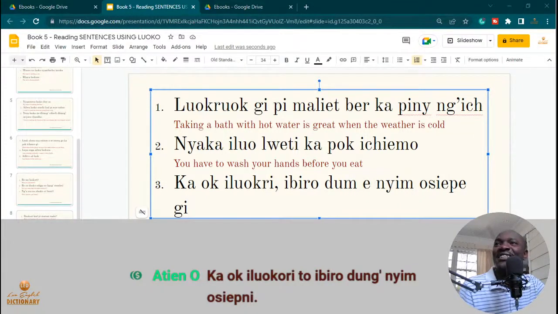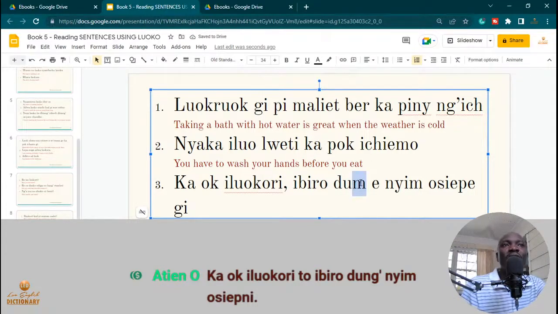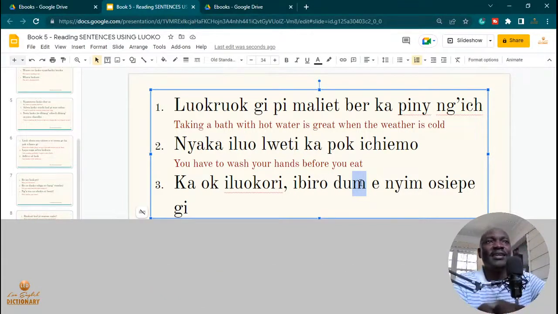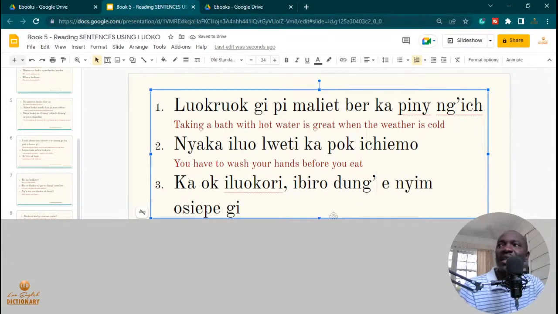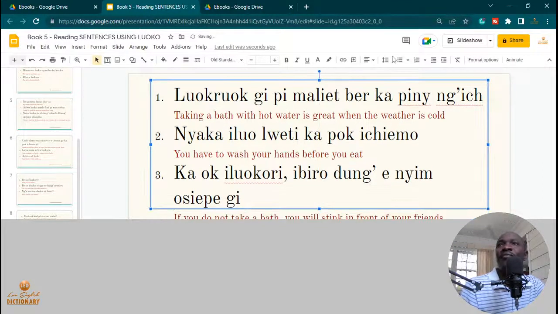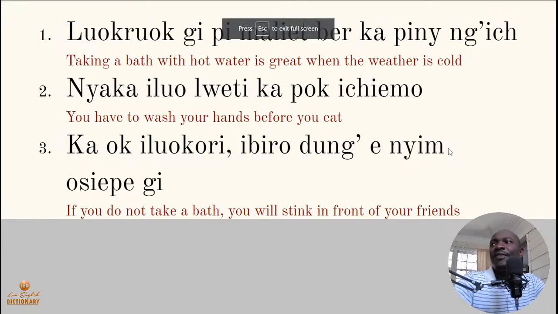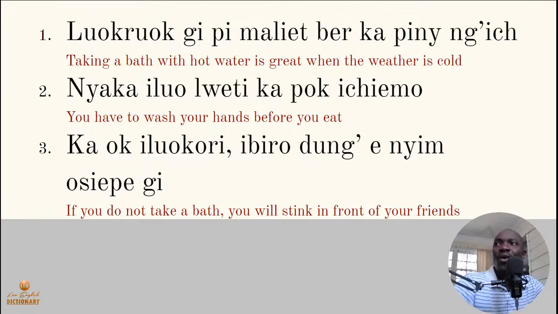Yes, we have said the same thing at the same time. Thank you. Ka pok ok iluokori, ka ok iluokori, ibiro dung' e nyim osiepeni. Ibiro dung' e nyim osiepeni or e nyim osiepegi. Thank you so much. Osiepegi. I would say osiepegi because there are many friends. Ka ok iluokori, ibiro dung' e nyim osiepegi. Okay?